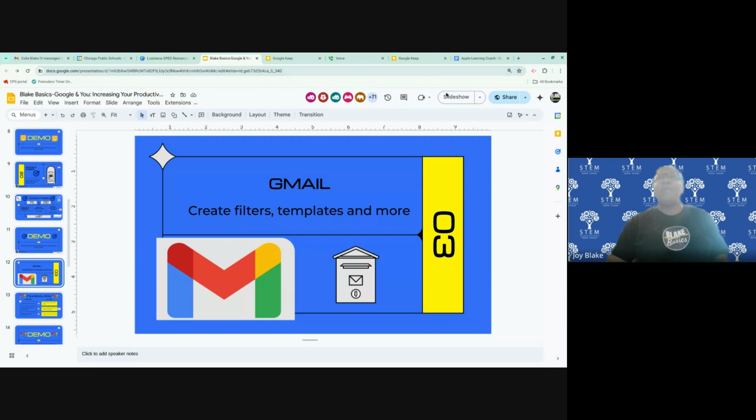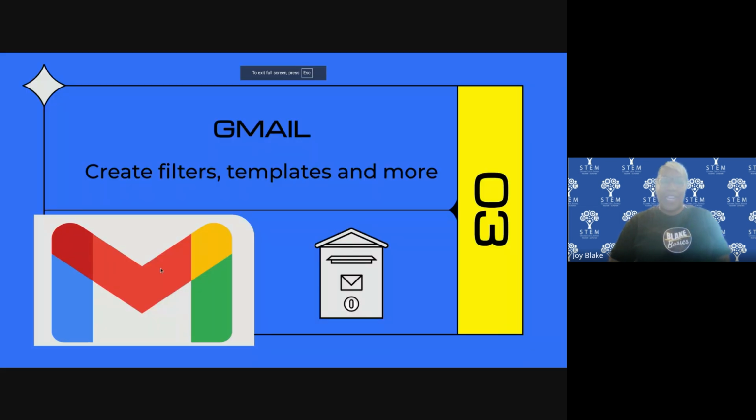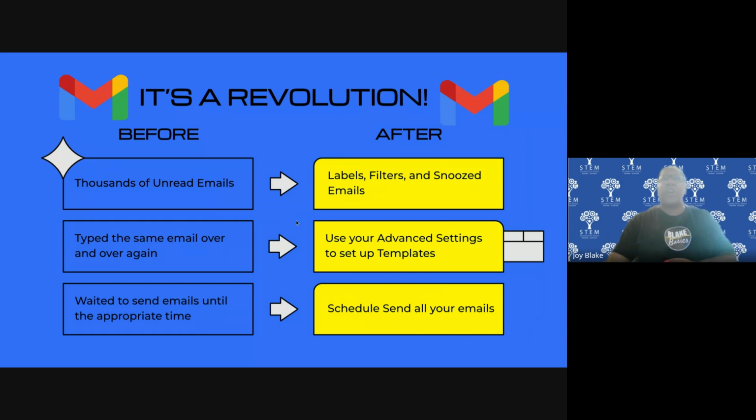All right, Gmail, holy moly. Let's get into Gmail. There's so much we can do in Gmail, and it's something we use every day. Let's shorten our time by creating filters, templates, and more. So I put up here, a Gmail revolution. Before, you had thousands of unread emails. Now we're going to label, filter, and snooze them. Snooze the emails you don't want to read. I do that too much.